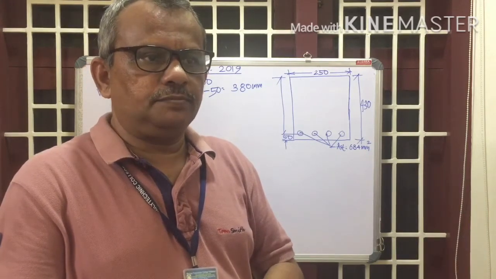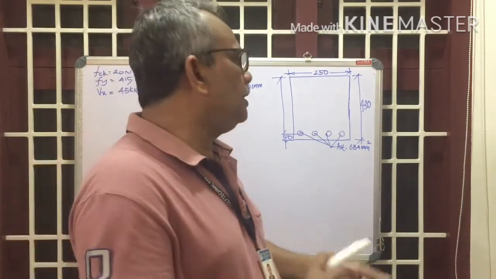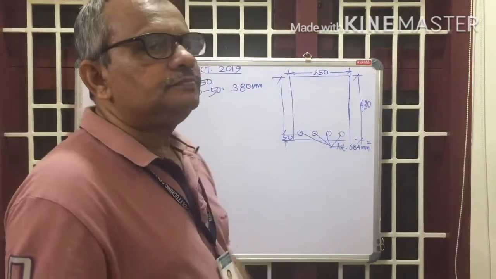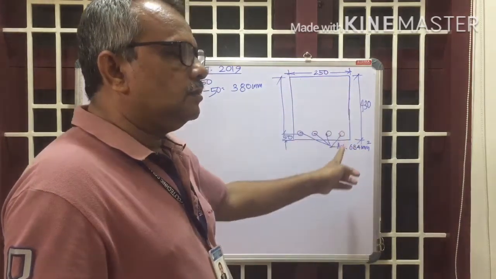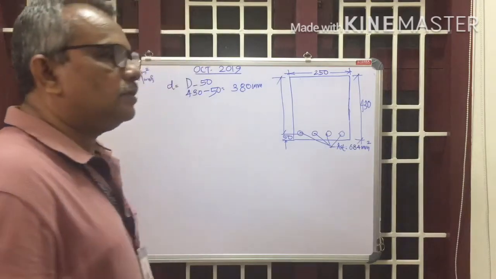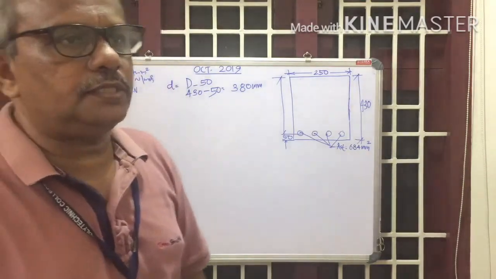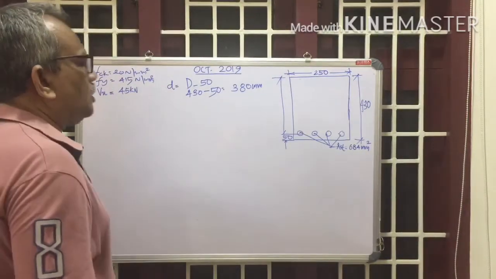Is the question clear? So we have to design the shear reinforcement required for this beam. The data given: breadth, overall depth and effective depth, area of steel, grade of concrete and grade of steel, and also the factored shear force. So how to solve this?